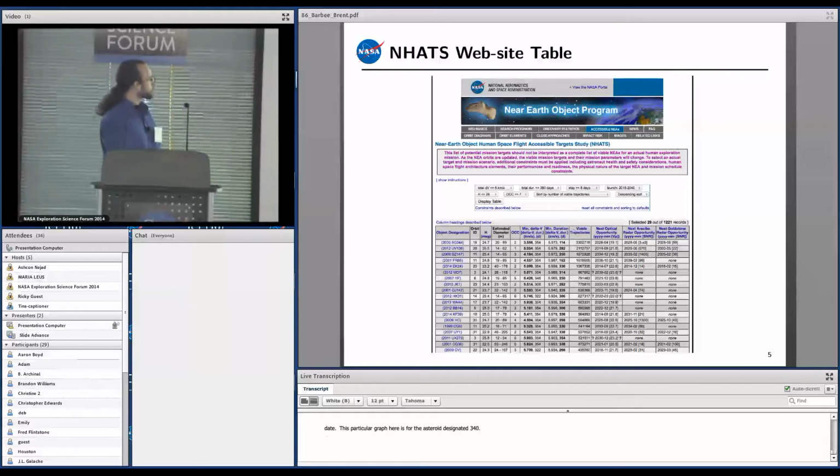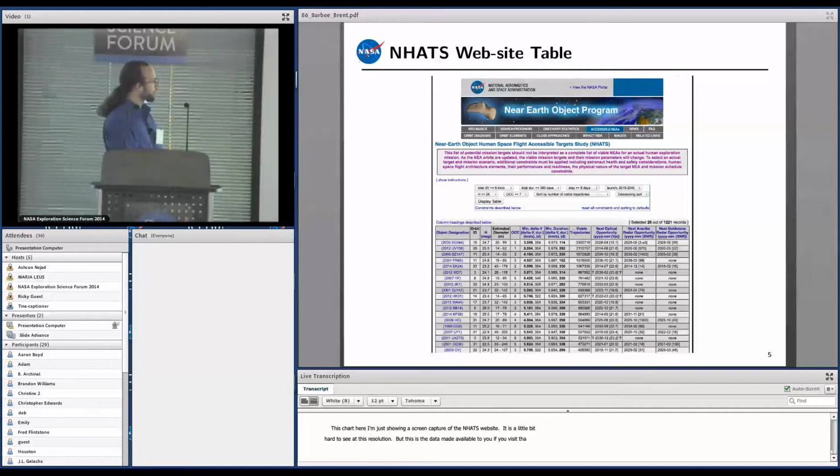On this chart here, I'm just showing a screen capture of the NHATS website. It's a little bit hard to see at this resolution, but this is the data that's made available to you if you visit the NHATS website. I'll provide the URLs a couple of charts from now.